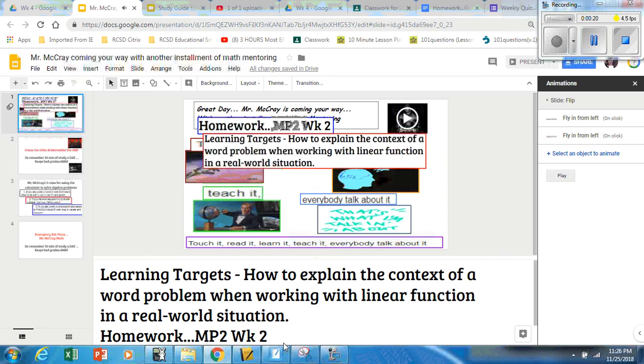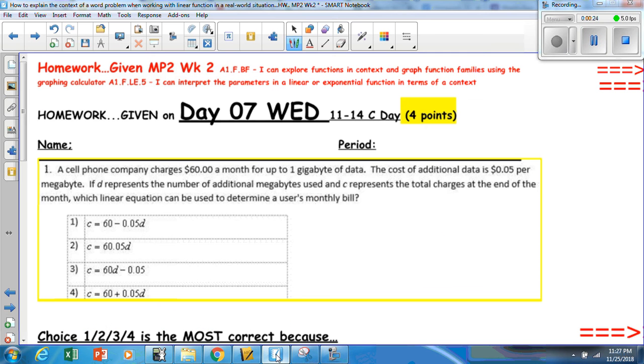All right, welcome back. Part two of this problem set. Here we are on Wednesday, day 7. We're asked to look at the following word problem. Read it to yourself as I read it aloud.